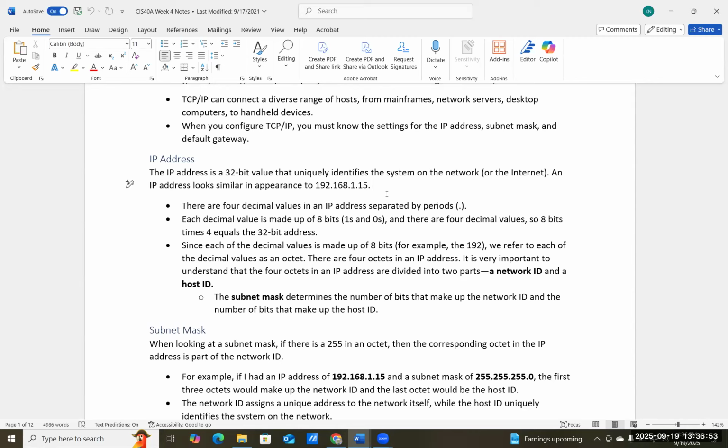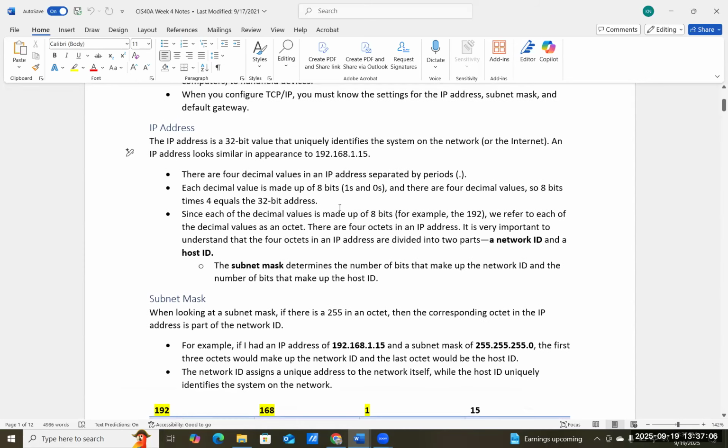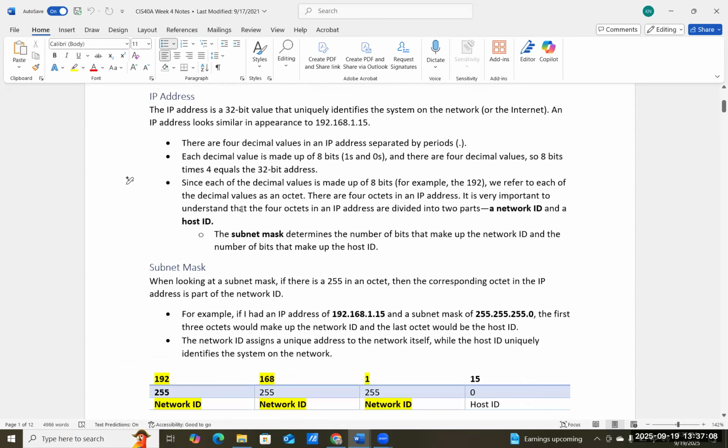Now, inside our network, we can design a certain type of IP address to be used. So when you look at an IP address, we need to break down what is going to be the network ID and what is going to be the host ID. So think of the network ID as the zip code to your house.